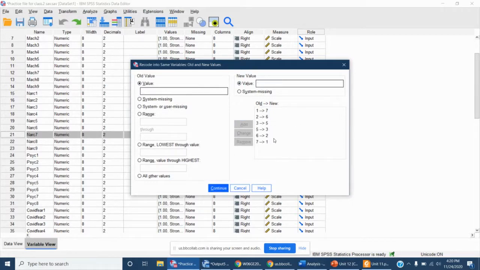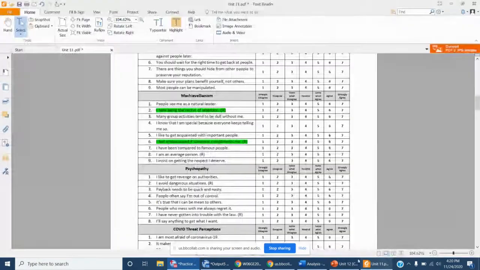Now, why have I done this transformation? Because if you read this question, I hate being the center of attention. Basically, the question is, I love being the center of attention. And if someone is disagreeing with this statement, then if we reverse this question, the responses will be reversed as well. So when we are converting the negatively worded question to the positively worded question, we need to reverse their responses as well.